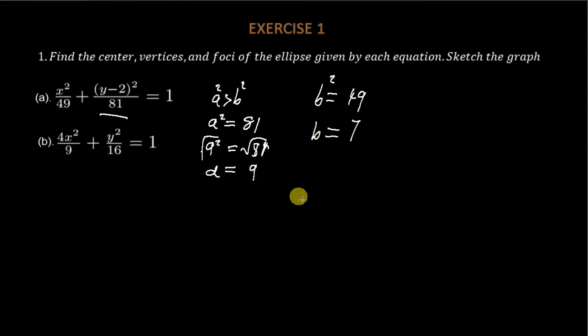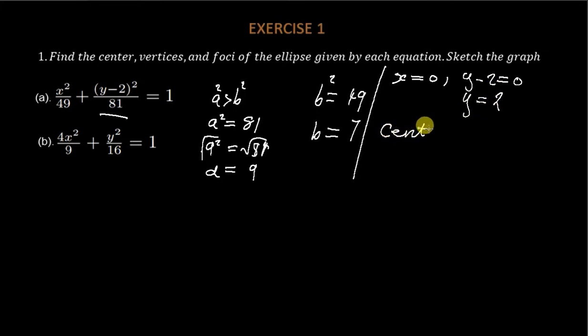The other thing you need to find is the center. How do you find the center of this ellipse? The numerator there is just x, so if you equate x to 0, the x coordinate of the center is 0. Then for the y coordinate, we equate y minus 2 to 0, so the value of y becomes positive 2, meaning the center will be (0, 2).